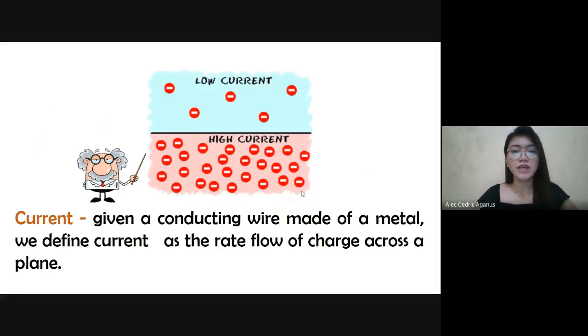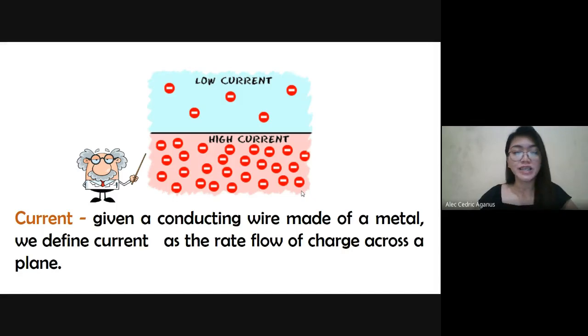To start our discussion, we have the definition of current. As you can see in the illustration, we have a low current and a high current. Low current involves minimal charges, while high current involves relatively more charges. Therefore, current, according to the illustration, is the steady flow of charges.